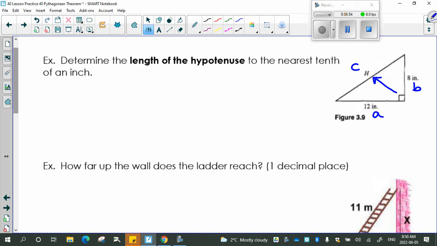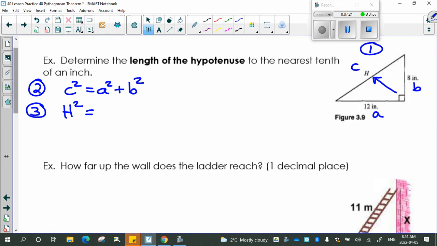So step one is you label your triangle. Step two, you write out the formula: C squared equals A squared plus B squared. Step three, substitute into the formula. C is not being called C in this question, it's being called H for hypotenuse, so H squared. We replace C with H. A is 12, so substitute using brackets: 12 squared. B is 8, plus 8 squared.